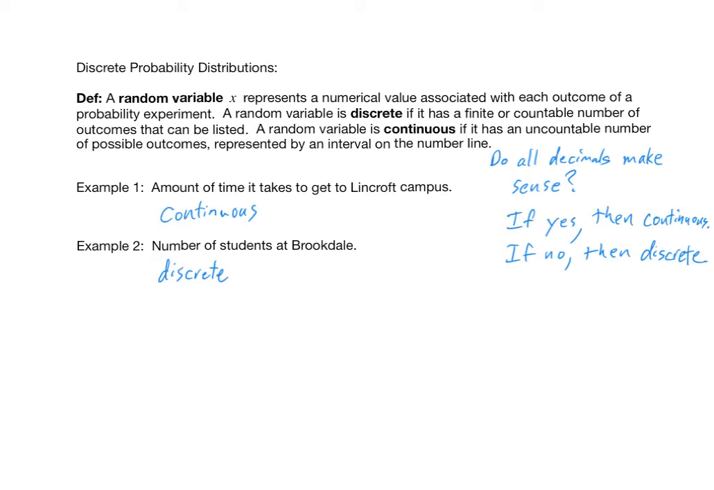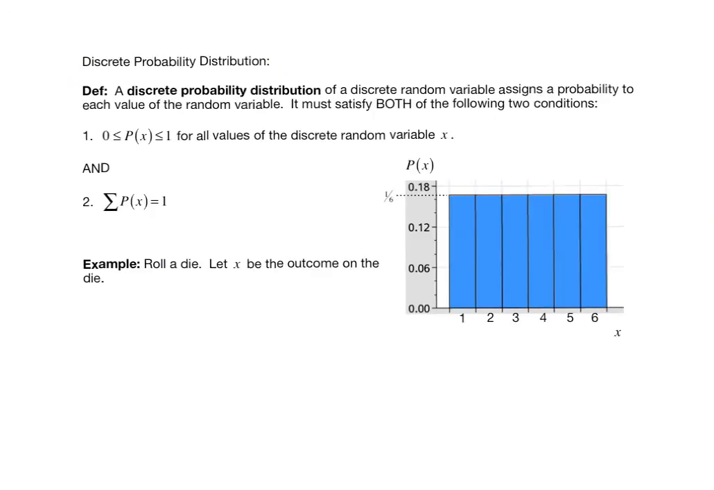We're going to start our study of probability distribution functions specifically with discrete probability distributions. A discrete probability distribution is a function that assigns probabilities to each input of a random variable, but it must satisfy two conditions, and it has to satisfy both of them, not just one of them. It has to satisfy this one and this one. So what are these two conditions?